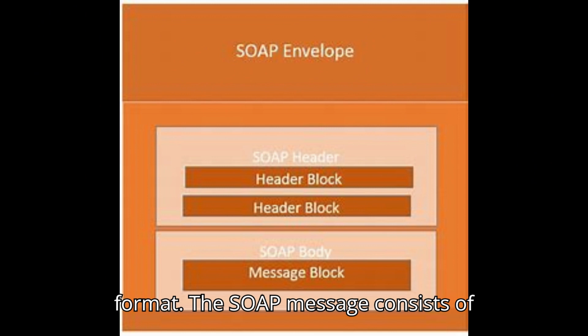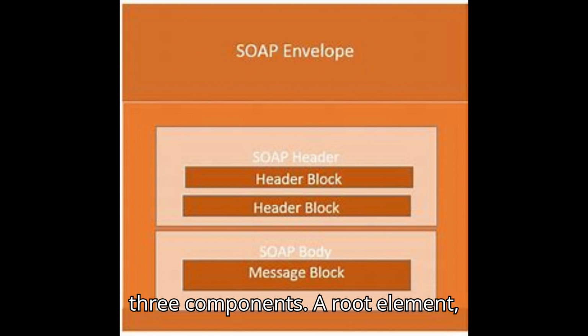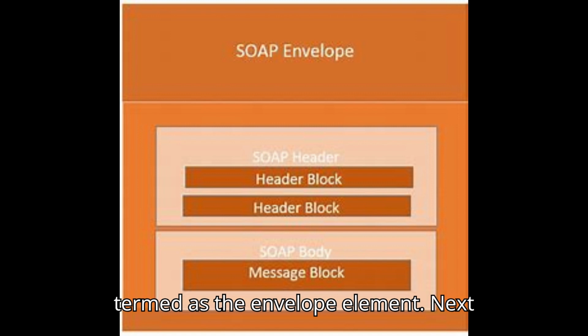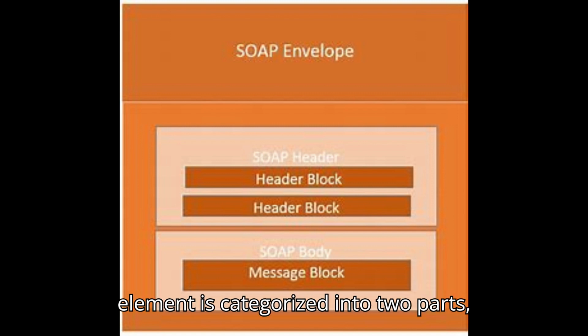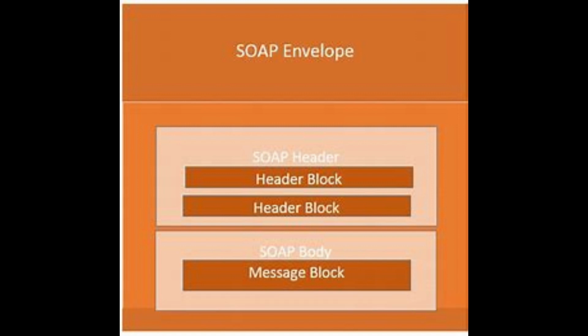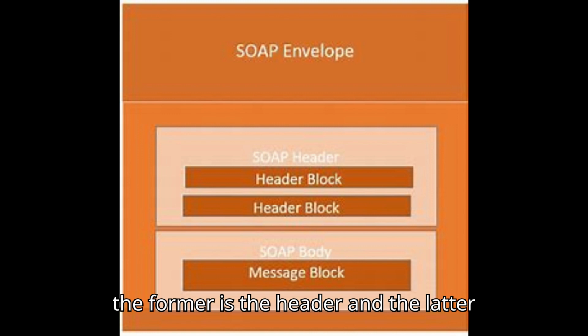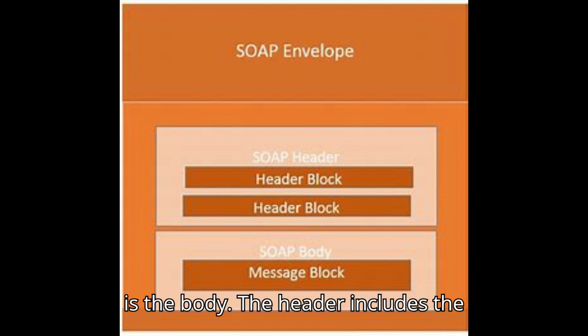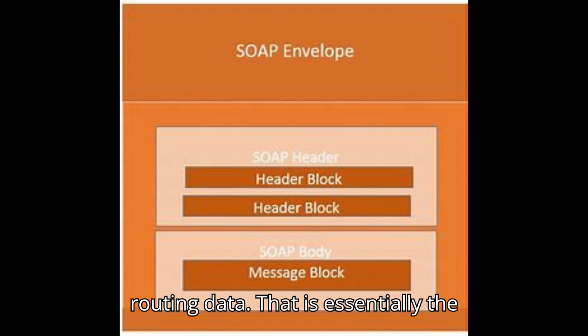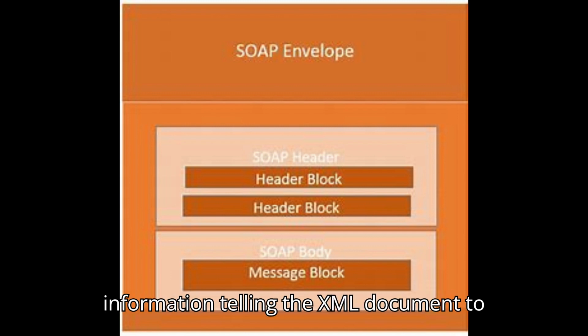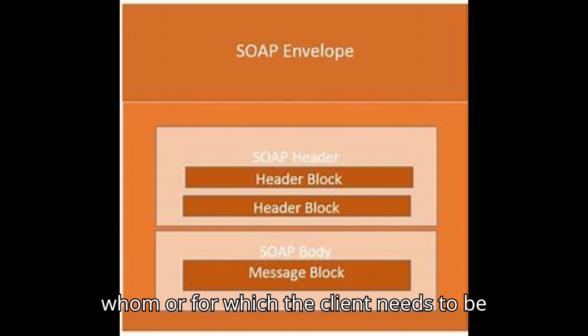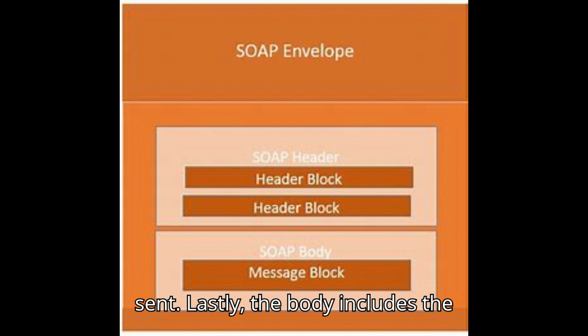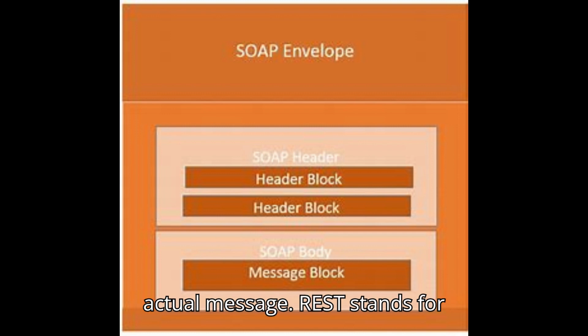The SOAP message consists of three components. A root element termed the envelope element. The next element is categorized into two parts. The former is the header, and the latter is the body. The header includes the routing data, that is, essentially the information telling the XML document to whom or for which client it needs to be sent. Lastly, the body includes the actual message.